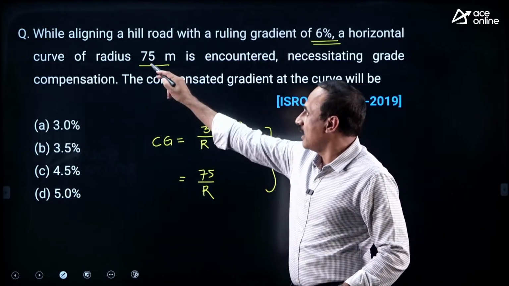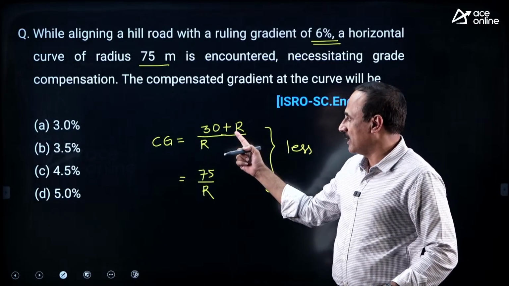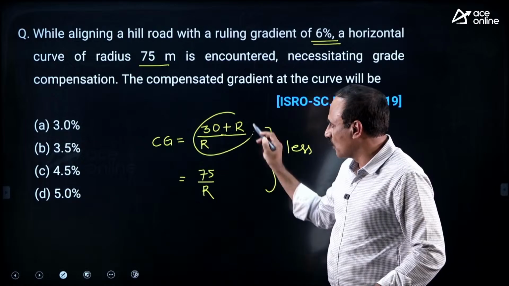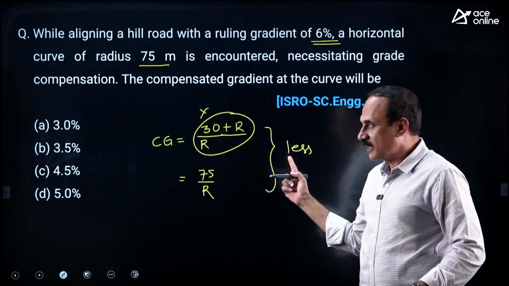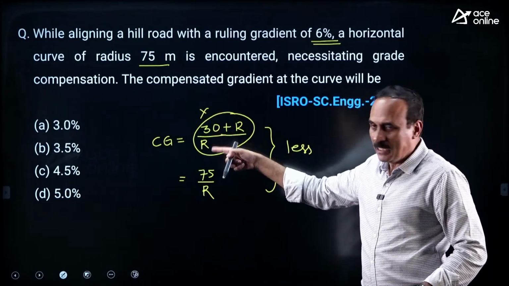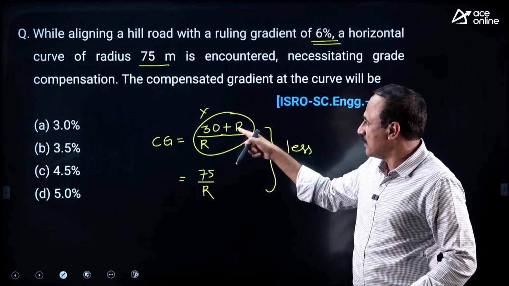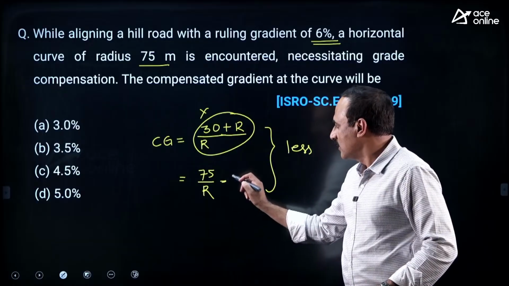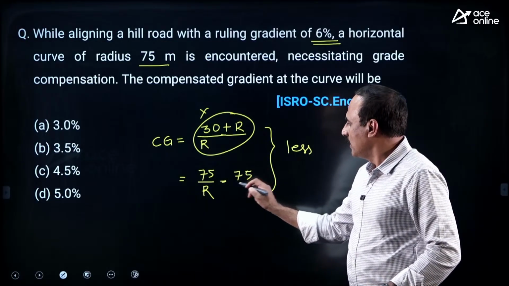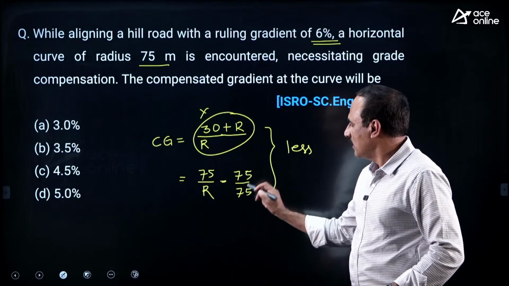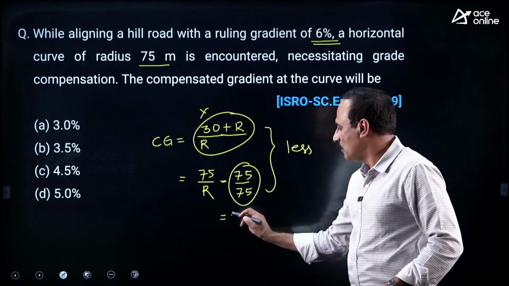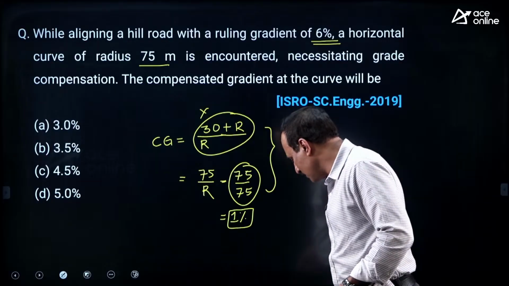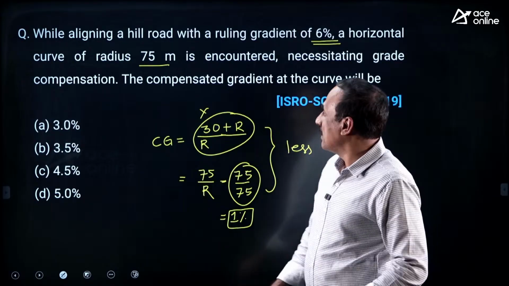If you take R as 75, (30 plus 75) by 75, obviously this is more, this is ruled out. We need to select the less value. No need to simplify this, as 30 plus 75 is obviously more than 75. So, this dominates. 75 by radius, also 75 meter. What should be this ratio? 1%. So, grade compensation whatever you require is 1%.